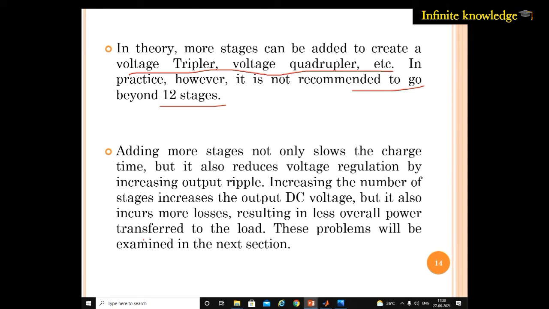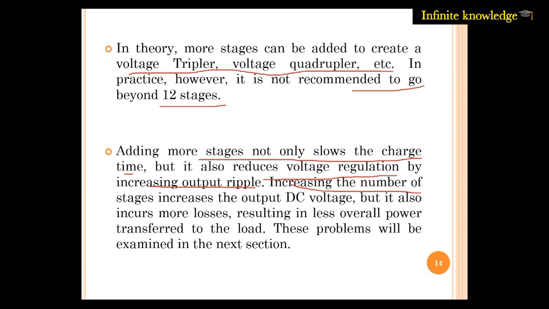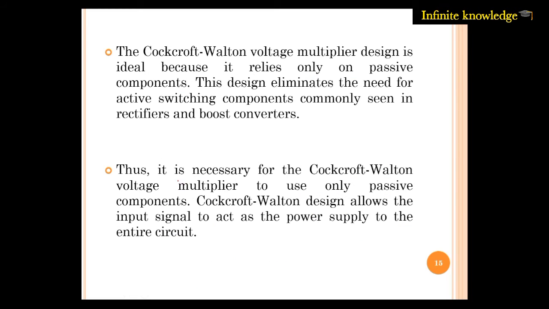Adding more stages not only slows the charge time, because more stages mean more capacitors and more time to charge, but it also reduces the voltage regulation by increasing the ripple. Increasing the number of stages increases the output DC voltage, but it also increases losses, resulting in less overall power transfer capability to the load. This problem will be examined in the next section.